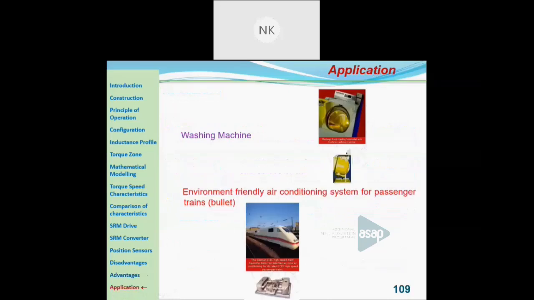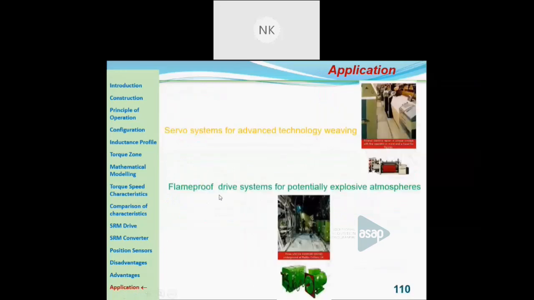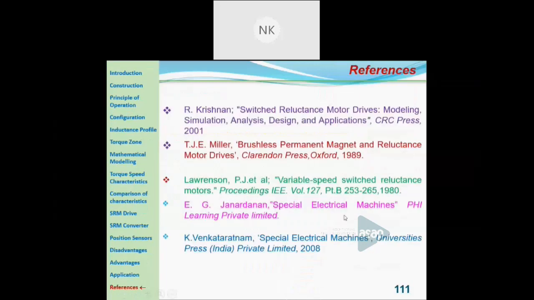and the extended constant power region is also possible in the case of SRM. Applications can be used in washing machines, vacuum cleaners, or a passenger train, or the bullet train, or you can use it in a weaving machine, or you can have a flame-proof drive system for potentially explosive atmosphere. So these are the references.